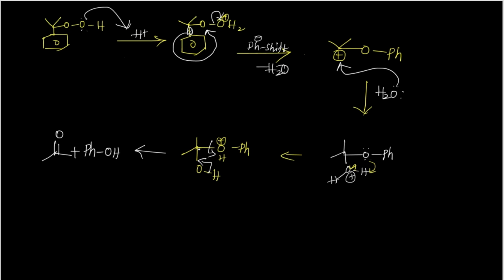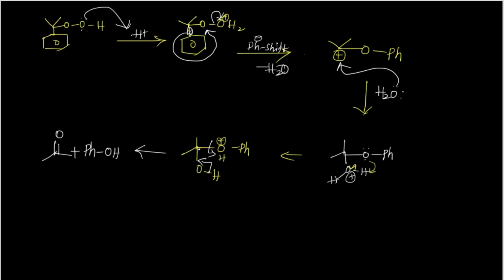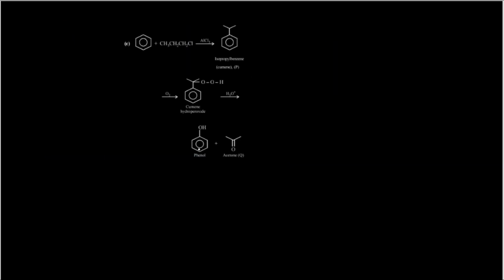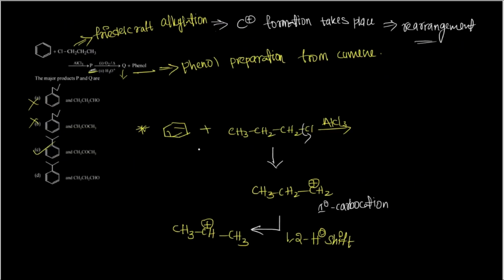So I hope you got this, right? This is what they have given. Here it is Q, this is the Q, acetone, and we have got phenol, right? Phenol they have already mentioned in the question. So that's it. We have got Q and P. P is cumene and Q is acetone. So option C is correct.